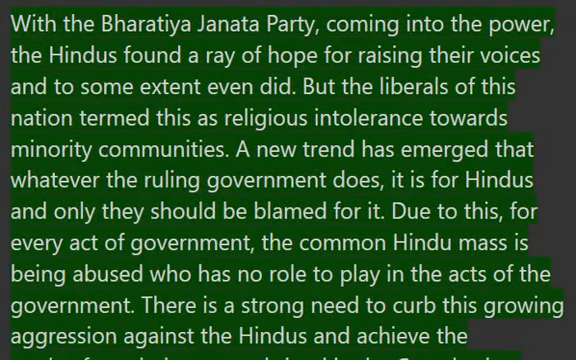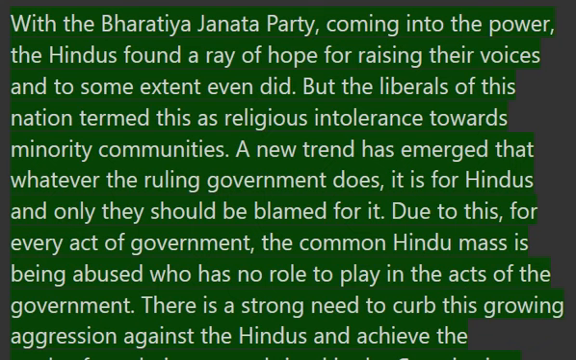With the Bharatiya Janata Party coming into power, the Hindus found a ray of hope for raising their voices and to some extent even did. But the liberals of this nation termed this as religious intolerance towards minority communities. A new trend has emerged that whatever the ruling government does, it is for Hindus and only they should be blamed for it. Due to this, for every act of government, the common Hindu mass is being abused who has no role to play in the acts of the government.